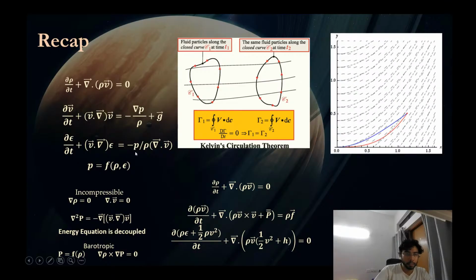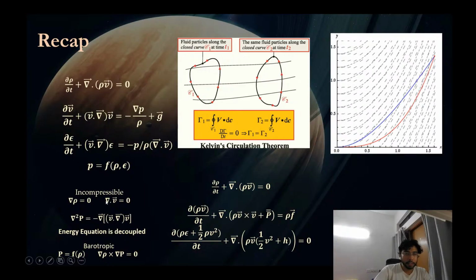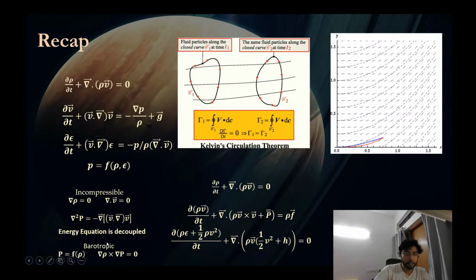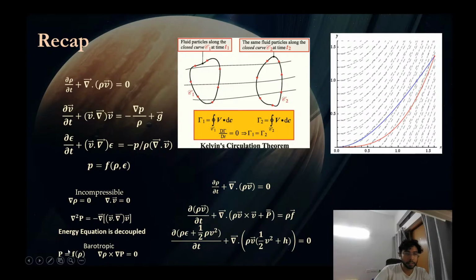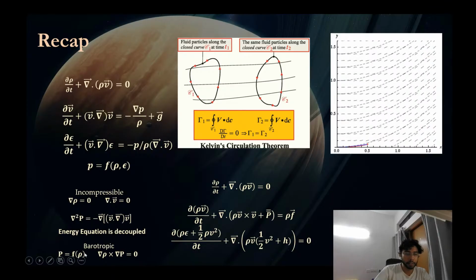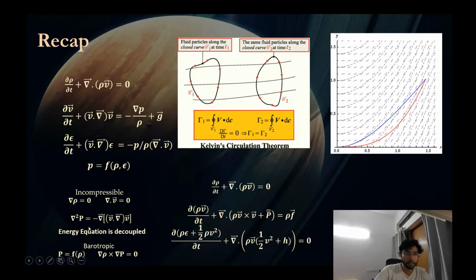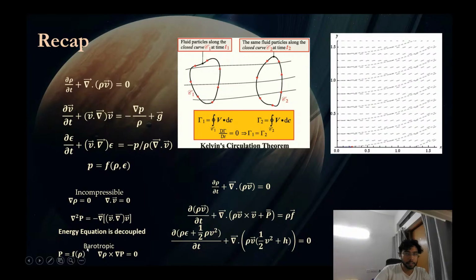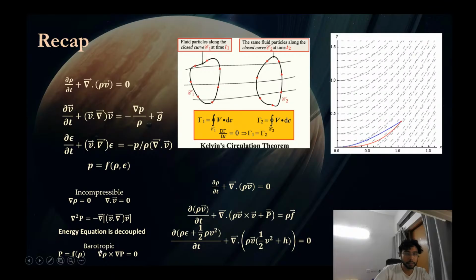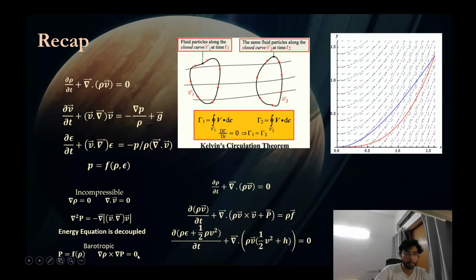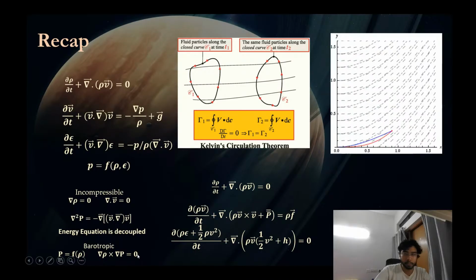Right. Now we saw another condition. The second condition that we saw is the barotropic condition, which states that the pressure is a function of the density. It could be any function of density. And in that case, the condition reduces down to del rho cross del P equals zero.